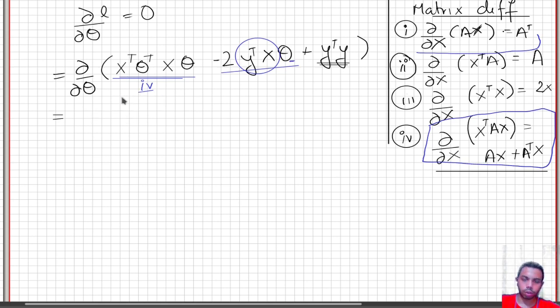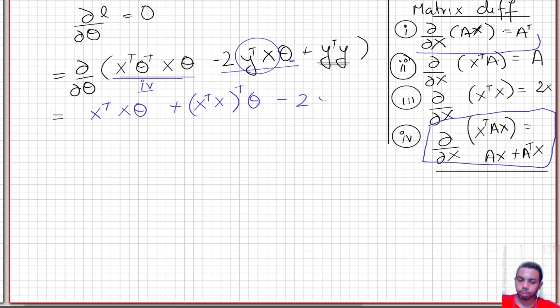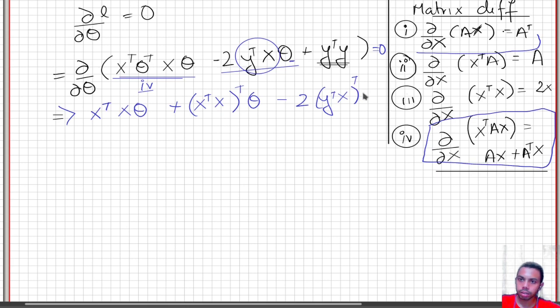So what we have right now is x transpose x theta plus (x transpose x) whole transpose theta. And after that we'll have minus 2 y transpose x whole transpose. This is going to 0, implies this is going to 0.